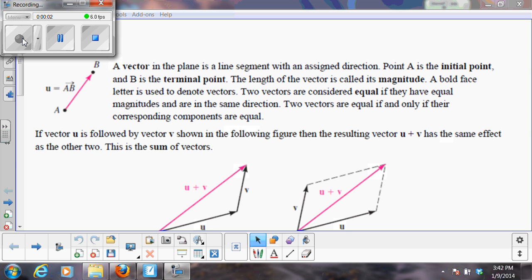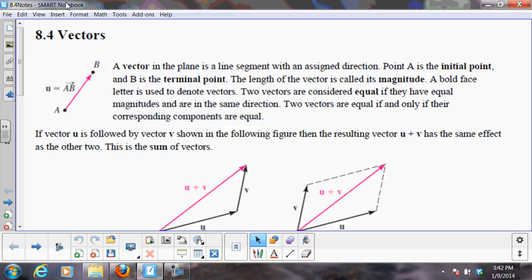This is section 8.4 on vectors. It shows a picture here of what a vector looks like. It is a line, well, it's a ray. So the vector in a plane is a line segment with assigned direction, so it's like a ray. There's an initial point and a terminal point.